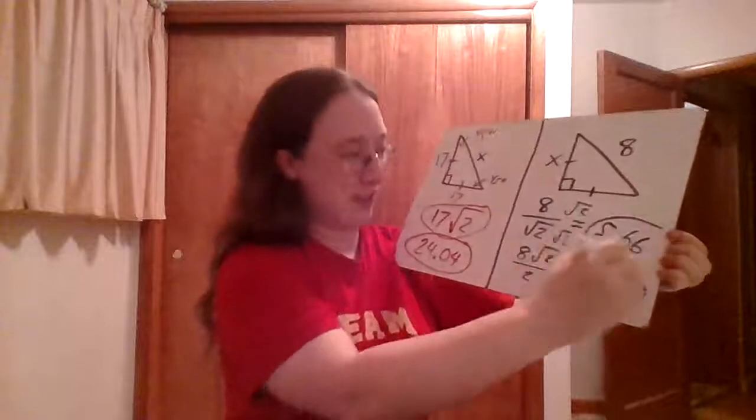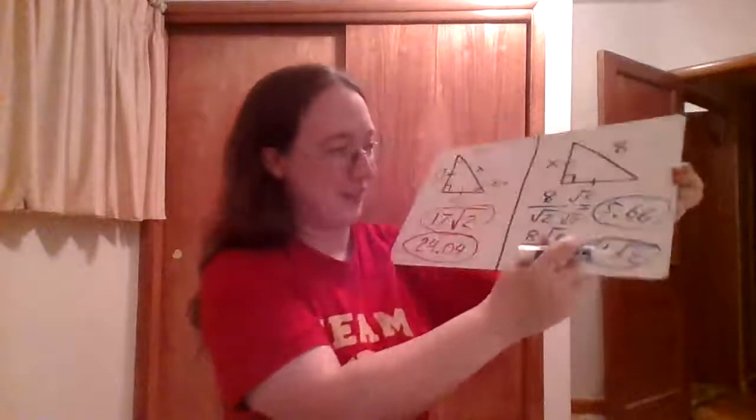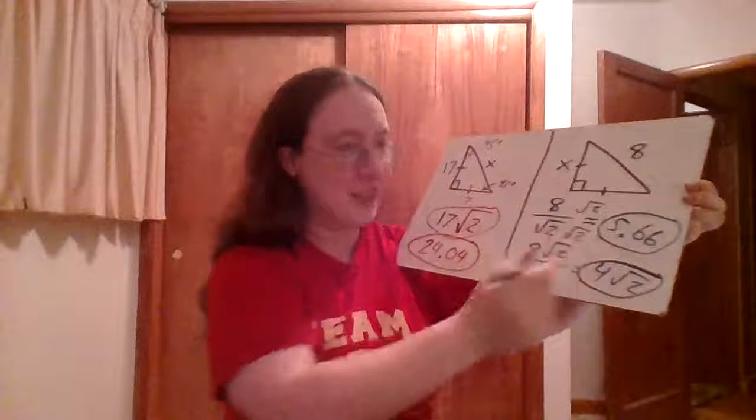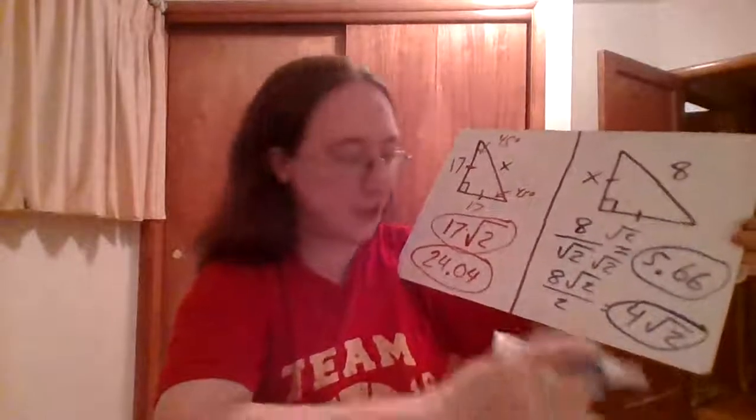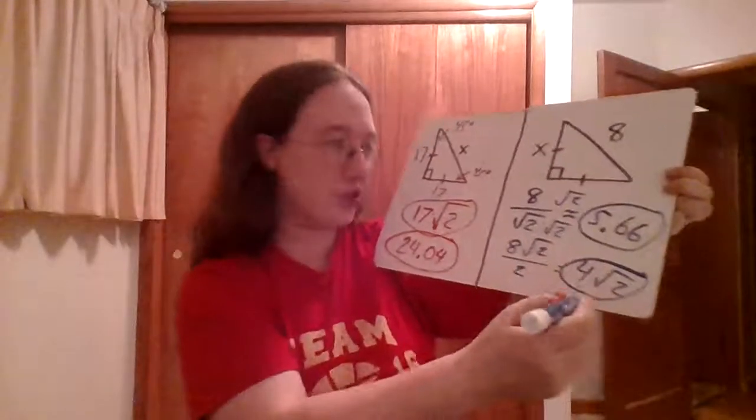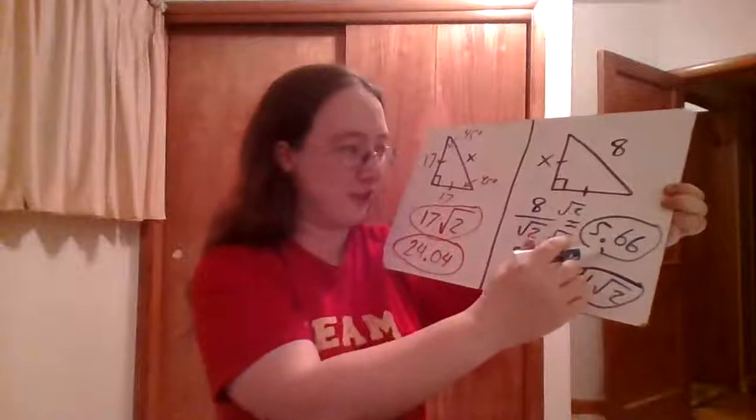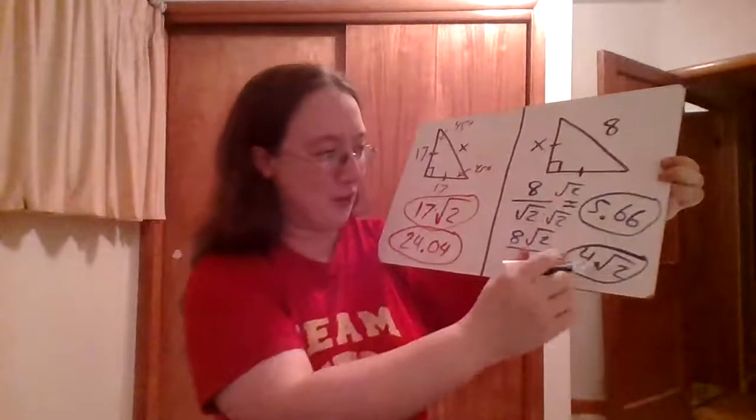I'm okay if you do this. Just if you see that, don't freak out, that's the same thing. And if you want to double check and see if it's the same thing, you can go ahead and punch 4 times the square root of 2 into your calculator, and it should give you this. So I don't care if you have this or if you have this.